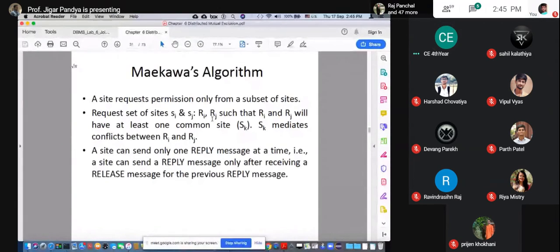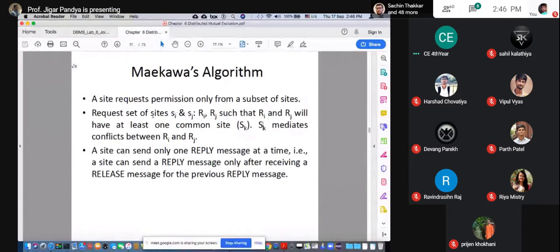Okay, so we are talking about quorum-based distributed mutual exclusion algorithms. Maekawa's is one example. It lets you create quorums of sites first. What do we mean by quorum? It is a group of sites. You can also call it a request set. What is specific about this algorithm is that there will be at least one site common between any two quorums.